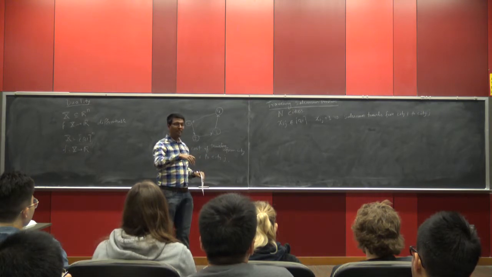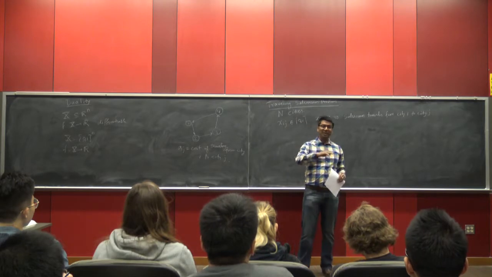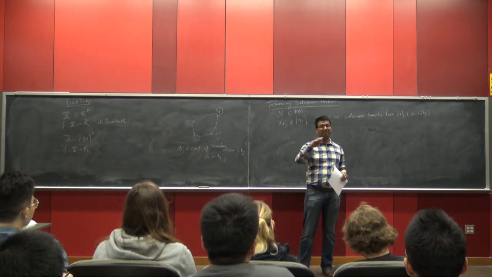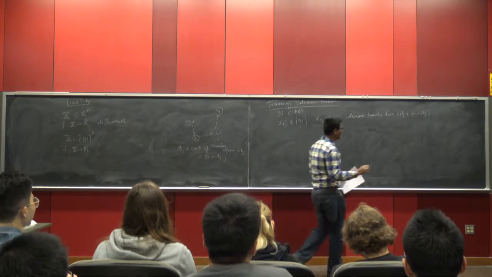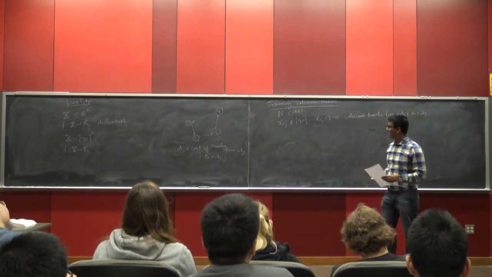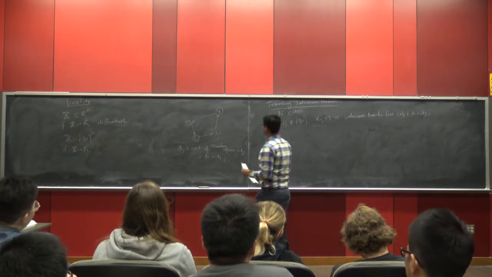So this class, for instance, optimization has been taught on Monday, Wednesday, Friday, 1:50 to 2:45 p.m. for the last 10-15 years. Okay? So they don't change the class timing at all, because it's a huge problem.